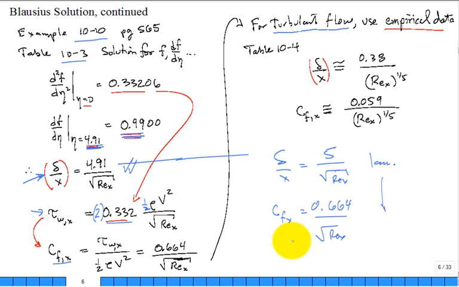What about for turbulent flow? Go take a look at this table. I have it on the next slide, or one of the next slides. And they say experimental data or empirical data has been curve fit, and they find these relations.